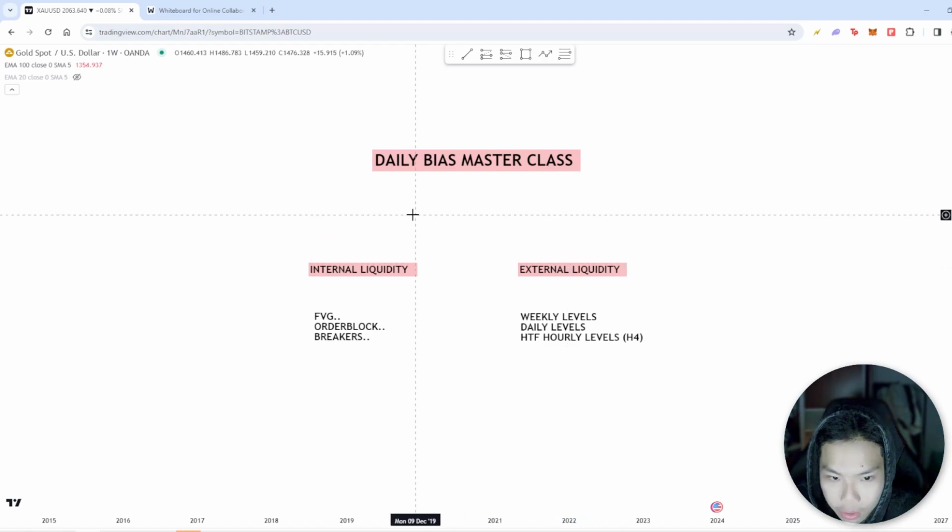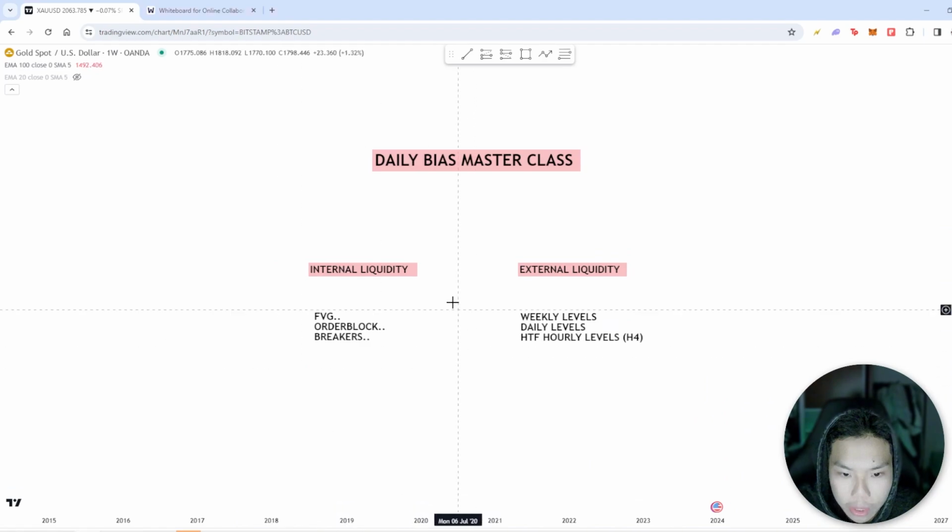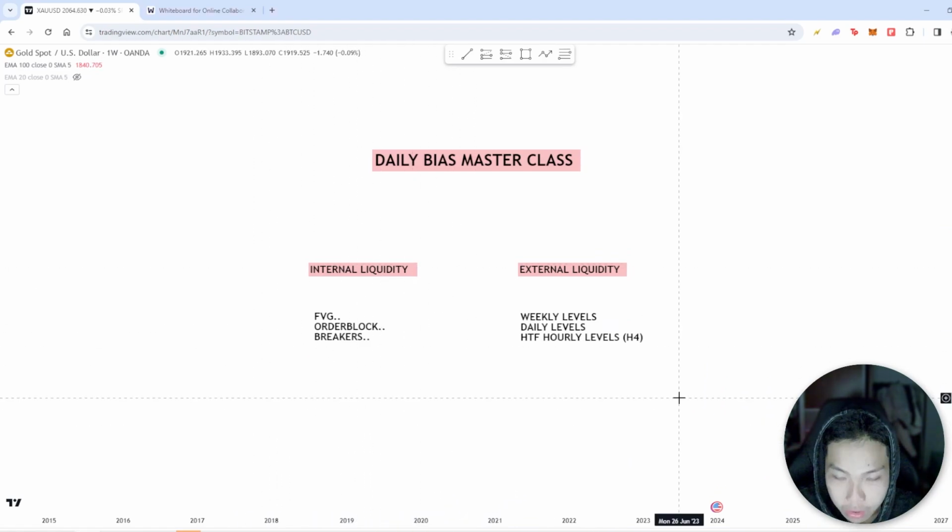Let's talk about internal liquidity over here. Internal liquidity can be things like fair value gap, order block, breaker blocks, etc. I'm not going to list everything, but depending on your trading style, it will be categorized under internal liquidity. As for external liquidity, it can be weekly open highs and lows, daily open highs and lows, and higher time frame hourly open highs and lows.